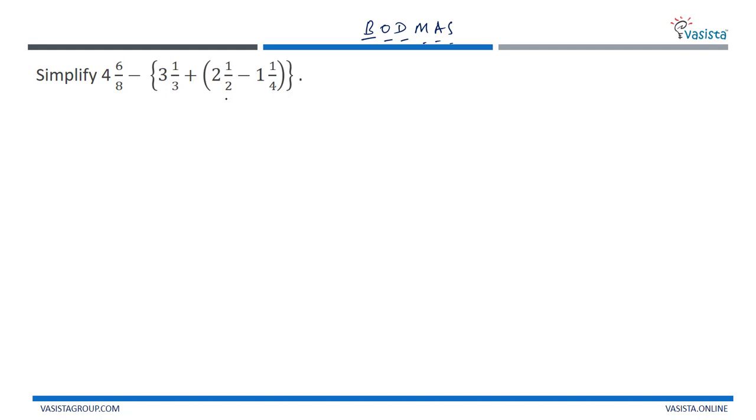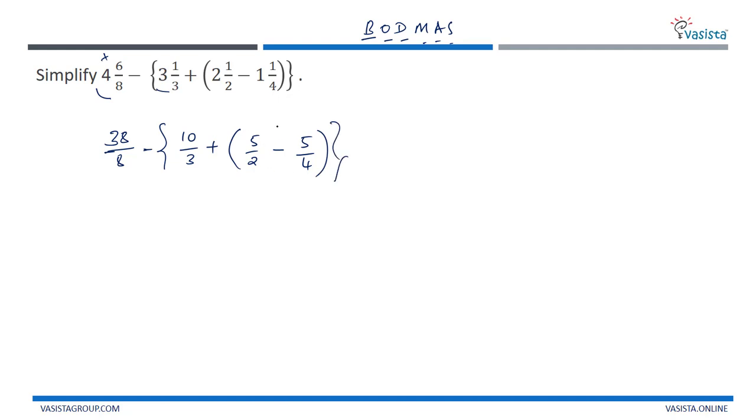Now here they have given mixed fractions. Let me convert them into improper fractions first. 8 times 4 is 32, plus 6 is 38, so 38 by 8, minus. Open a bracket: 3 times 3 is 9, plus 1, 10 by 3, plus. Open a bracket: 2 times 2 is 4, plus 1, 5 by 2, minus 4 times 1 is 4, plus 1, 5 by 4, right?